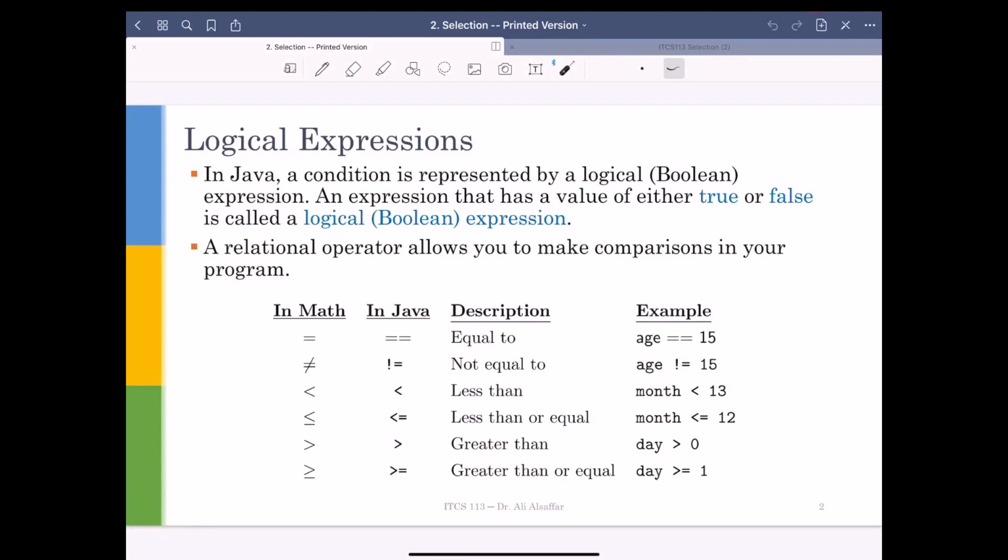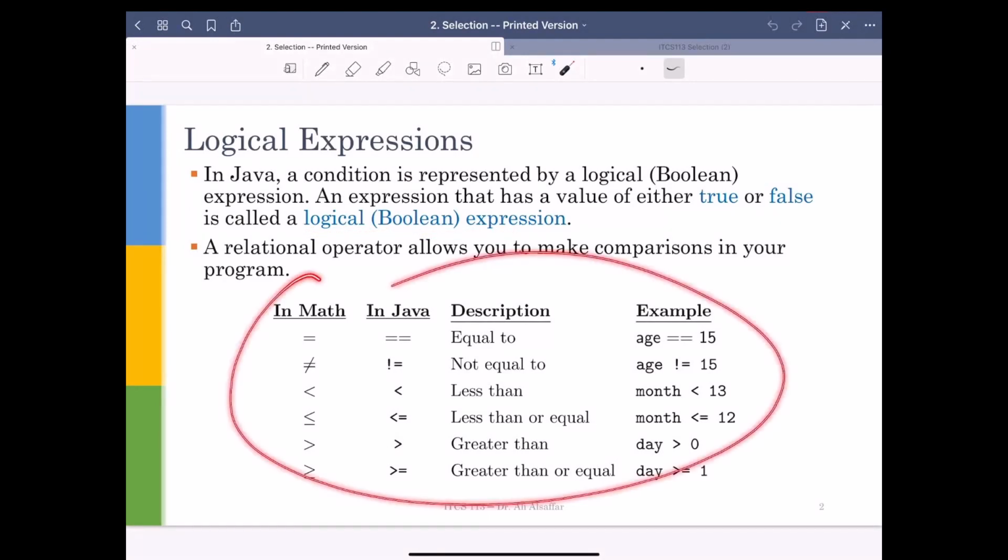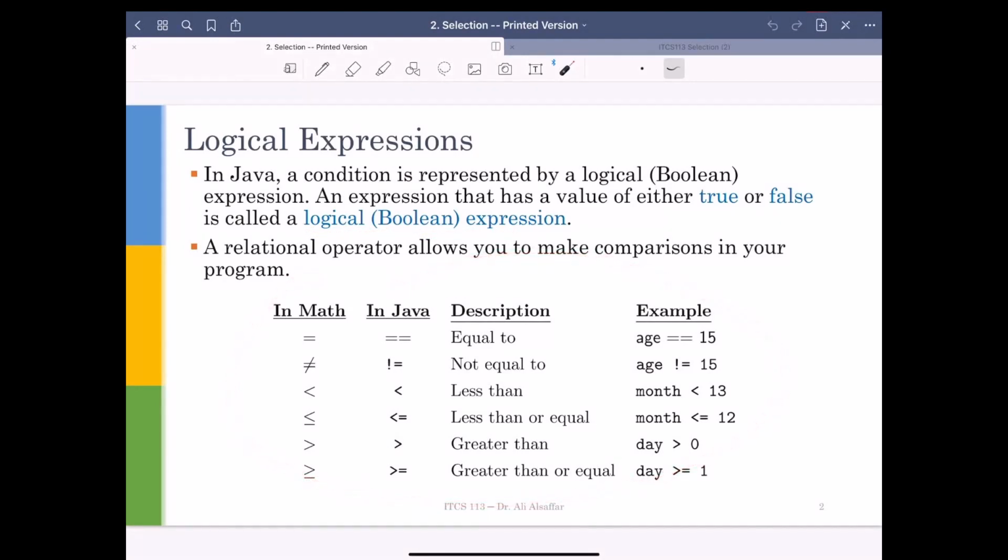In mathematics, it is inequality. An expression that has a value of either true or false is called a logical Boolean expression, as we have said earlier. This is a table below now. It shows you how to write in Java if you have an inequality like those, or if you have a condition that consists of equal and not equal. This is the column for the symbols that are used in math for inequalities, and here we have this column for how to represent it in Java.